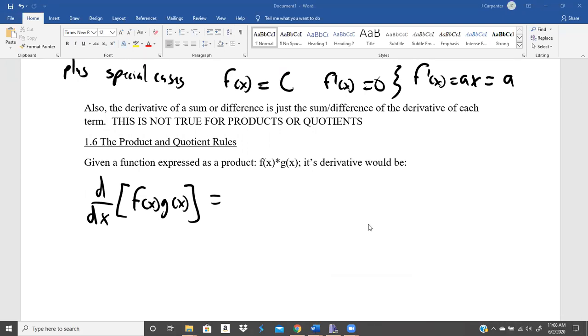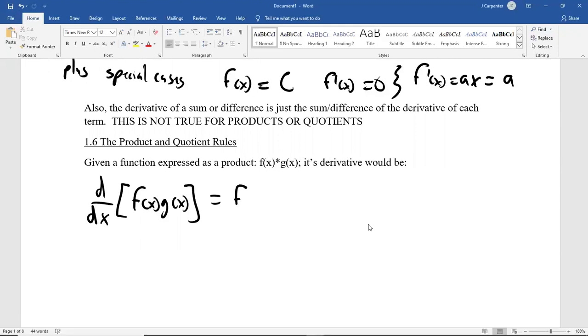So the way this works, and it's another case of we're not going to do the derivation. This is not a derivation class in general. We'll do that sometimes, but very rarely. It's f prime times g of x plus f times g prime of x.